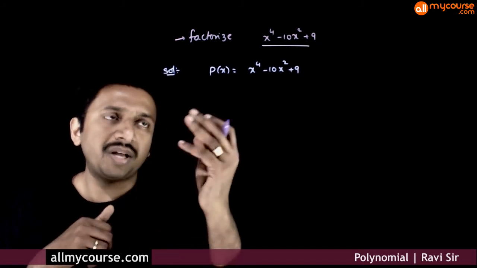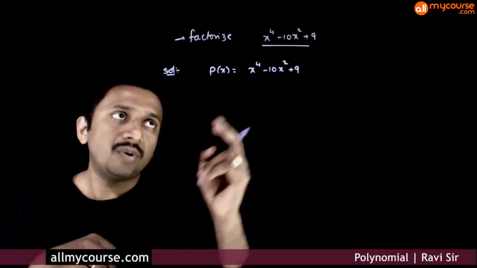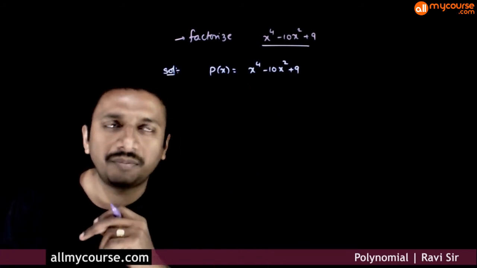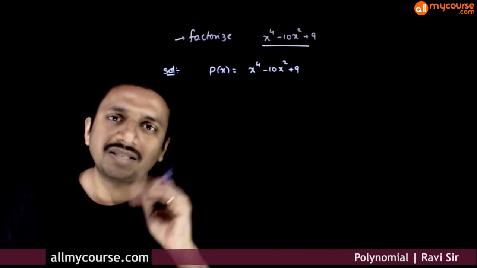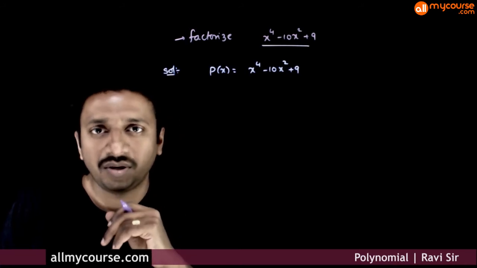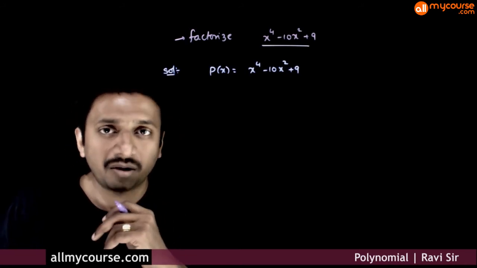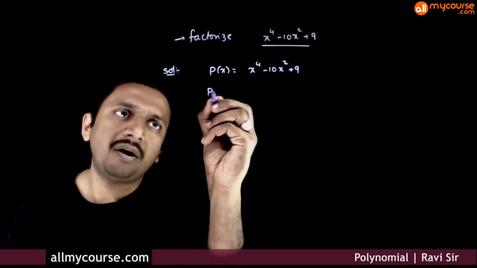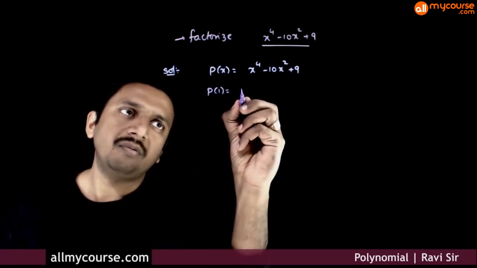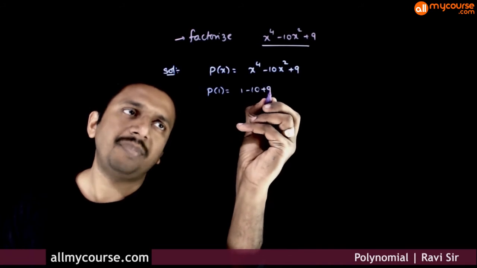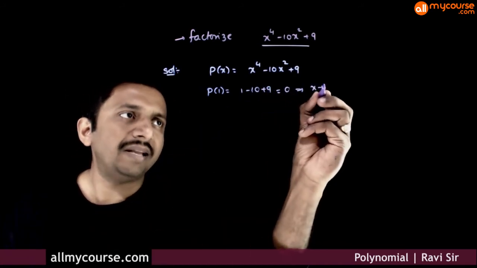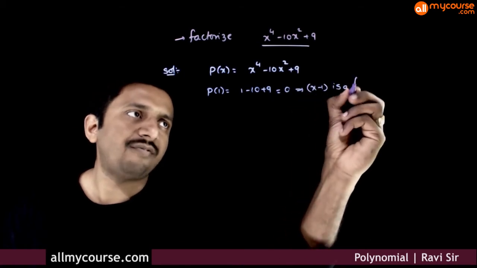So first let us put x is equal to 1. One of the things that you observe here is the sum of all the coefficients is equal to 0: 1 minus 10 plus 9. And we have seen from the corollary that x minus 1 will be a factor in that case. So p of 1 is equal to 1 minus 10 plus 9, which is equal to 0. This implies x minus 1 is a factor.